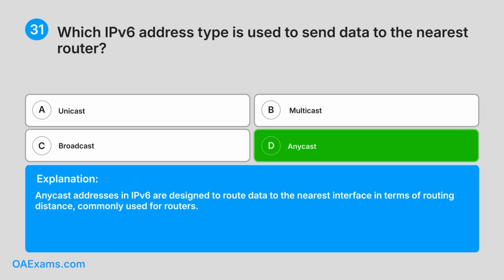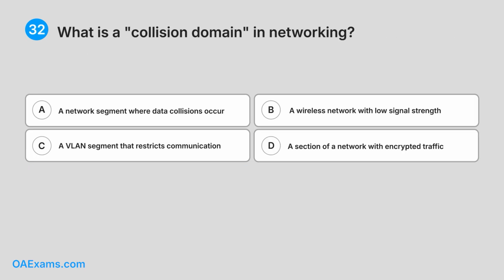32. What is a collision domain in networking? A. A network segment where data collisions occur. B. A wireless network with low signal strength. C. A VLAN segment that restricts communication. D. A section of a network with encrypted traffic. Do you know the answer?